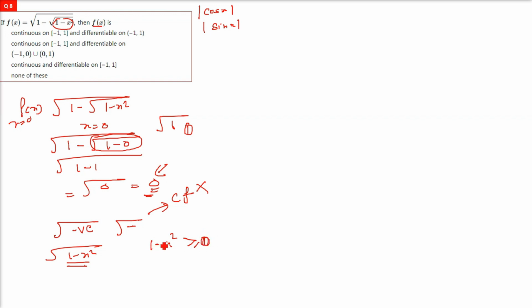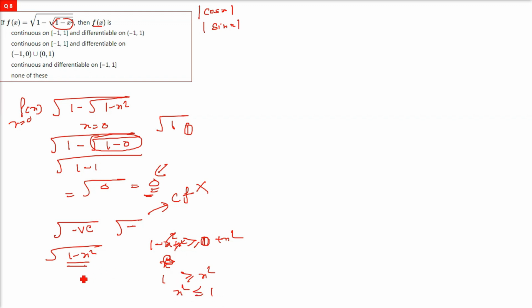That means x square should be less than or equal to 1, and that is for negative and positive. Whatever the value is there, the square should be less than or equal to 1. Okay. So how to solve this inequality? You can just add x square on both the sides. This gets cancelled and you have x square which is less than or equal to 1 is coming.